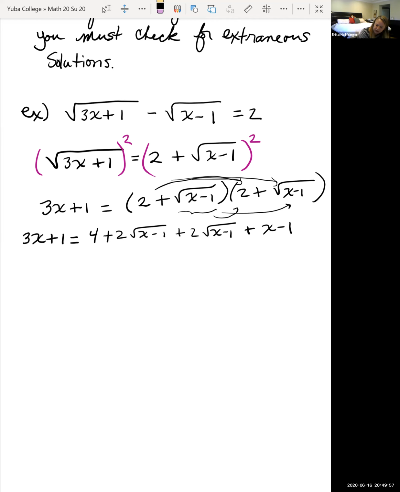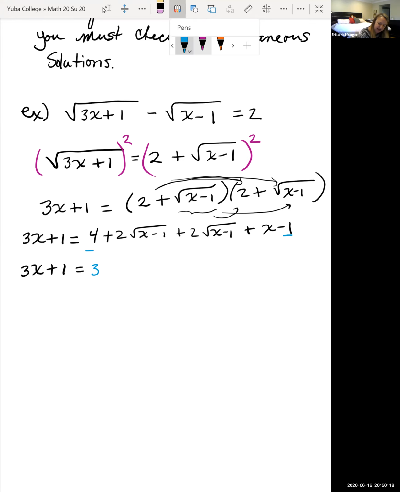So combine like terms on each side. Well, there's no like terms on the left-hand side, so we have 3x plus 1 is equal to, so let's look at the real parts, 4 minus 1. So 4 minus 1, that gives us 3.